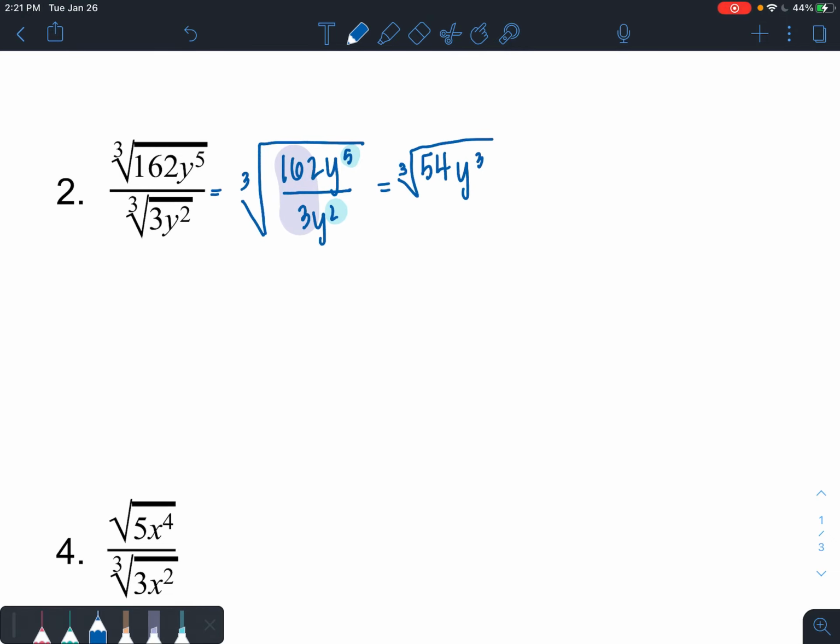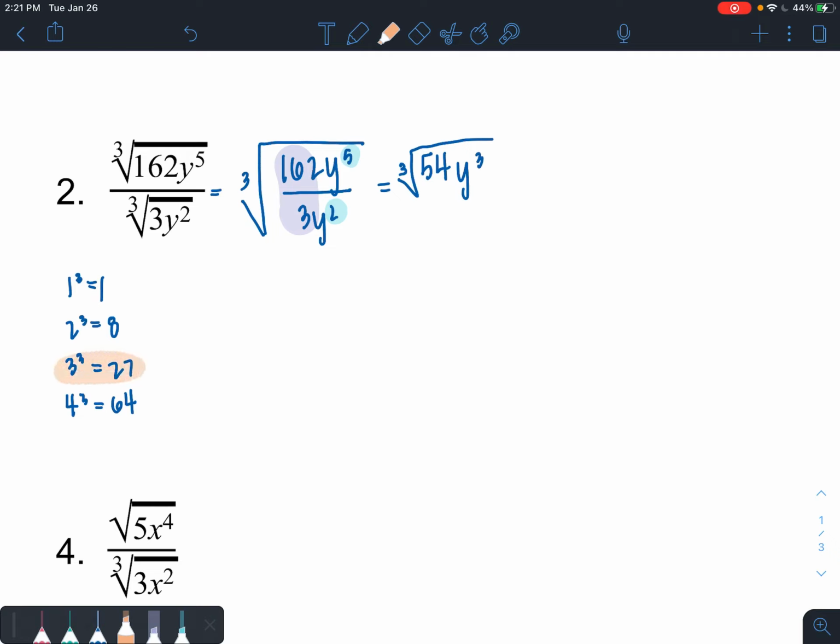I'm looking for a perfect cube that divides 54. I'm going to list them over here. So we got 1 to the 3rd equals 1. 2 to the 3rd equals 8. 3 to the 3rd equals 27. 4 to the 3rd equals 64. And we're getting too big.